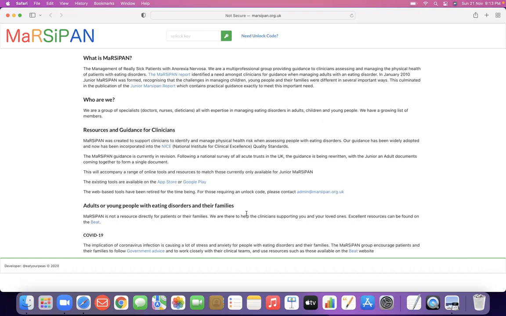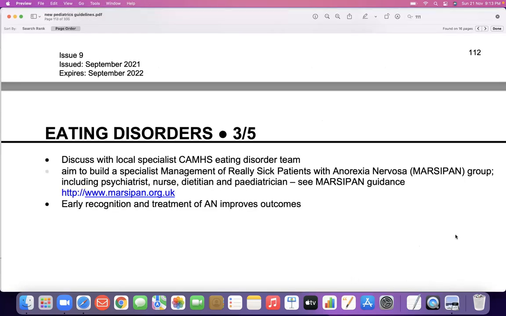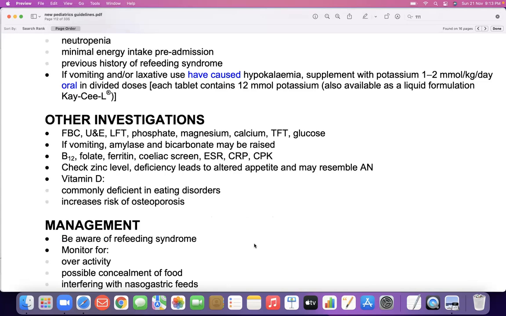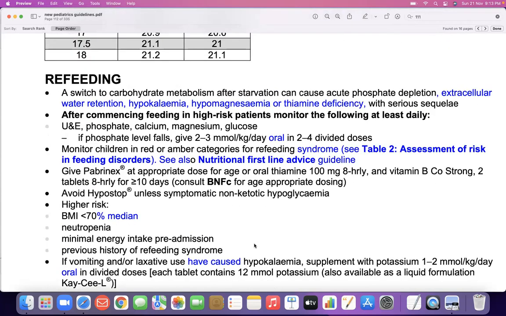The MRCPCH group is dietitian, pediatrician, psychiatrist, and a nurse. Here it's written, you see, including psychiatrist, nurse, dietitian, and pediatrician. Okay, that is the multidisciplinary team you will involve, but they may ask us mainly about this refeeding syndrome.